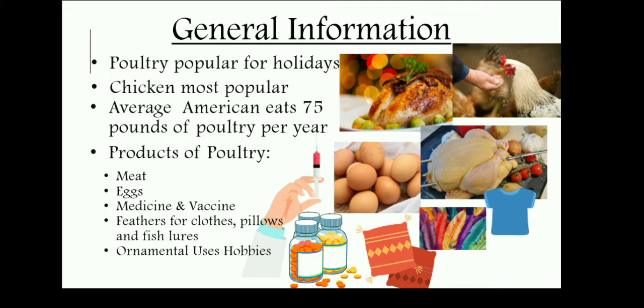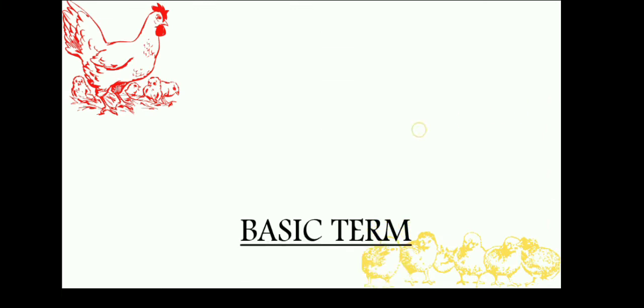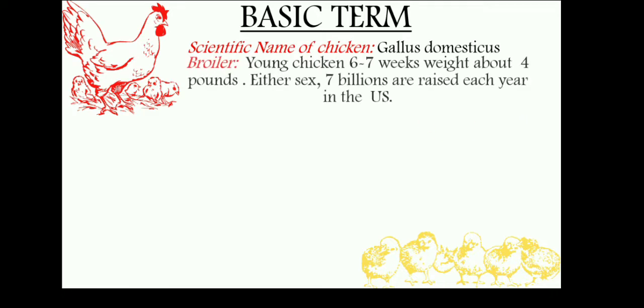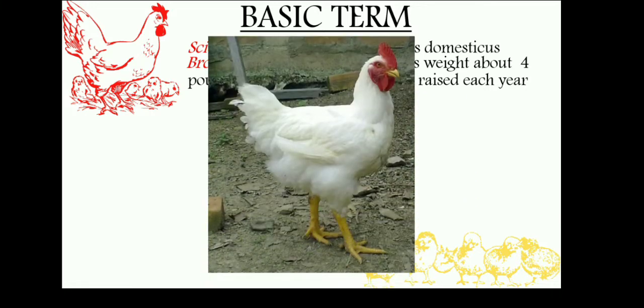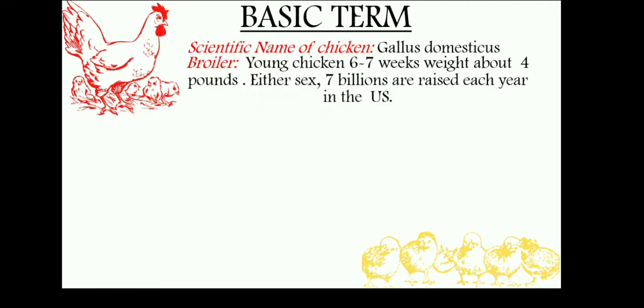So, next slide is basic terms. First is the scientific name of chicken, which is Gallus domesticus. Broiler is a young chicken, 6 to 7 weeks old with about 4 pounds; 6 to 7 billion are raised each year in the US. We have a picture here, this is an example of a broiler.